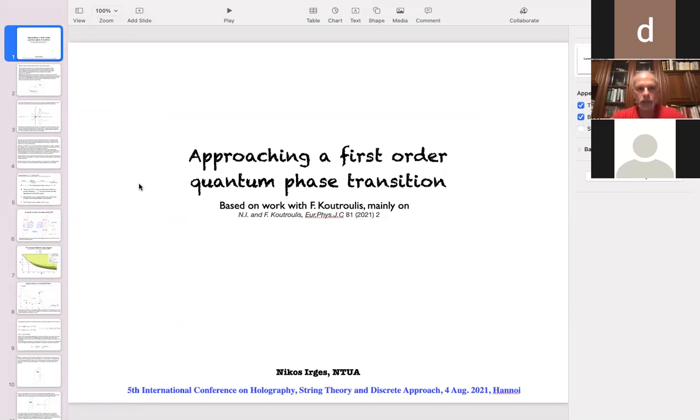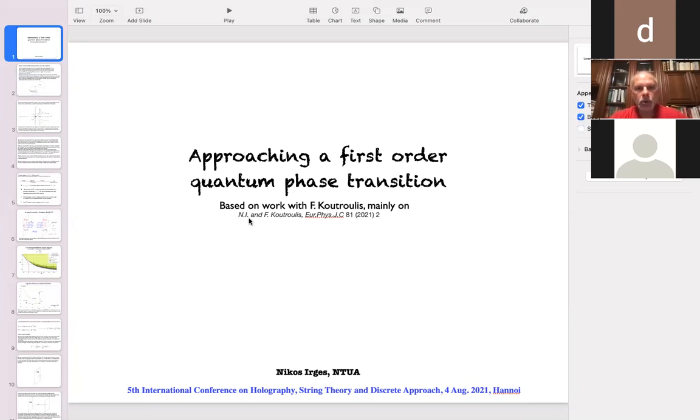Okay, so this is based on work with my student Fotis Koutroulis, which was published in a recent paper, and also several other papers that are referenced in this paper. So even though this is going to be a very basic, straightforward quantum field theory, since this conference is about holography and discrete approach, I will try to make some comments about a possible connection to holography, and there will be also some discrete approach involved.